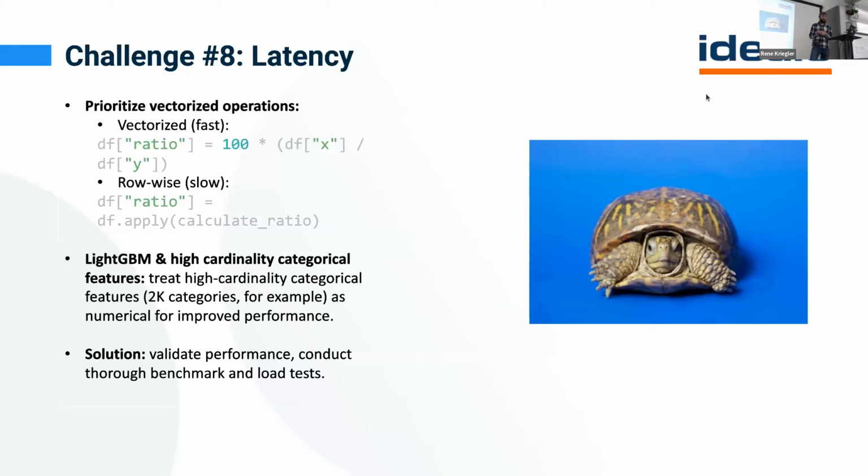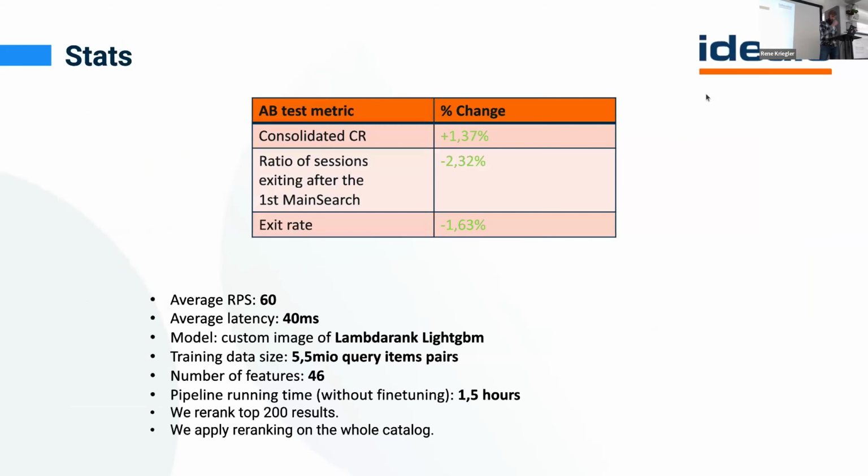So of course, the solution is benchmark tests, load tests when you deploy in production, and so on. This is the overall statistic we have. We have a really simple model. We apply it to the whole catalog. I think every second request at Idealo is served by the model, maybe even more. And then we rank the top 200 results which we get from Lucene.